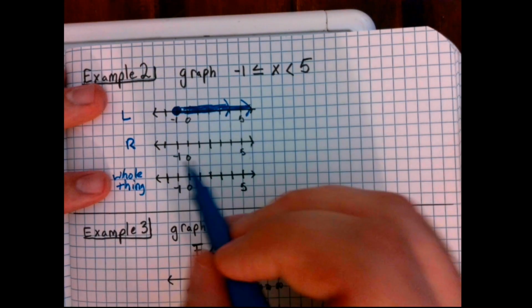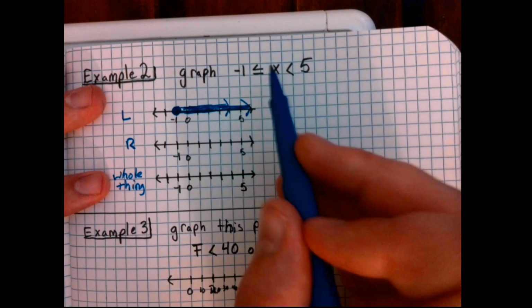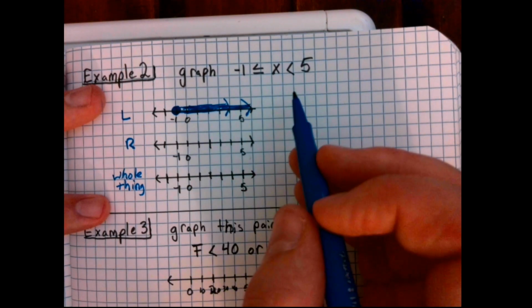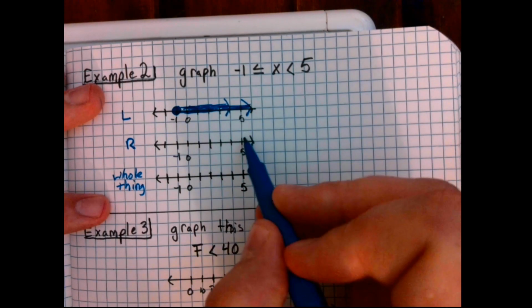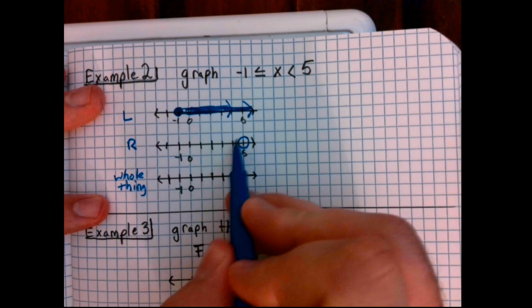Now, our right-hand side is x is less than 5. This less than does not have an equal to, so we're not doing a closed dot. We're going to do an open dot on 5. Less than, remember, always goes to the left.